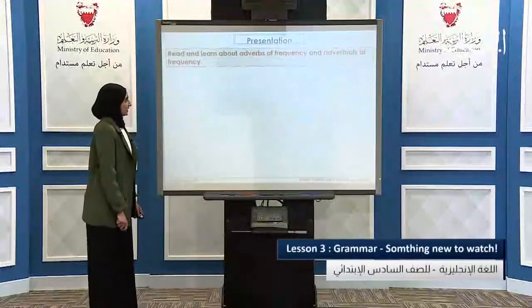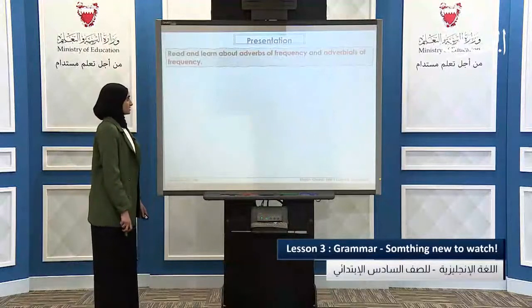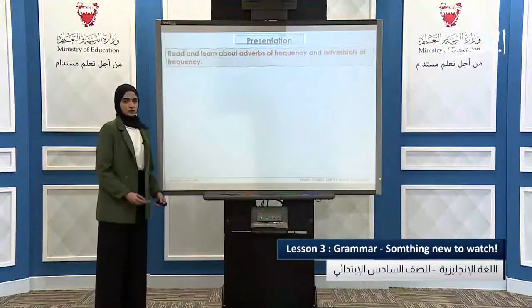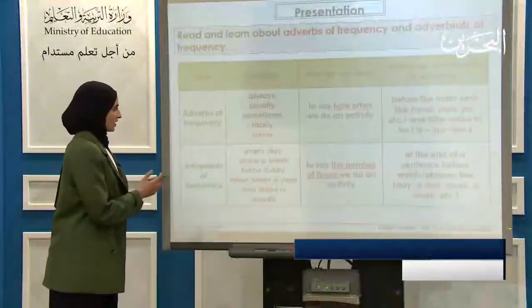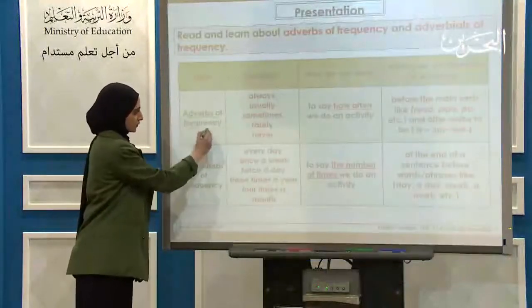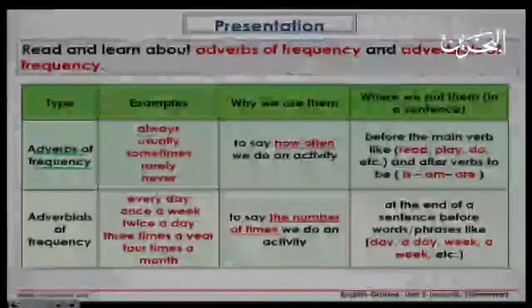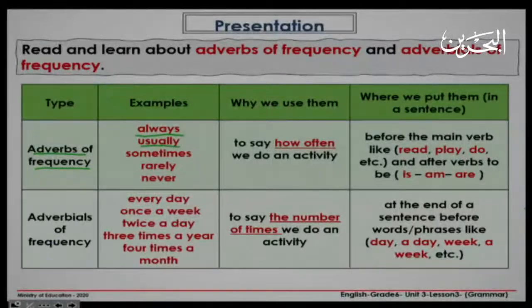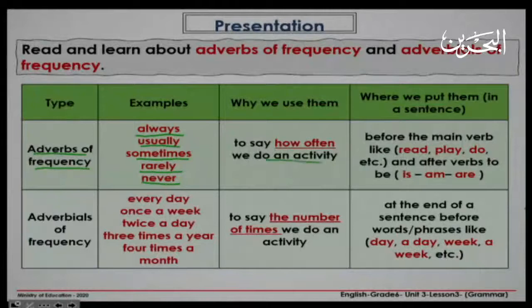Now let's read and learn about adverbs of frequency and adverbials of frequency. We're going to see the difference between them. We will start with the adverbs of frequency. We have some examples. We have always, usually, sometimes, rarely, and never. So why do we use them? We use them to say how often we do an activity.